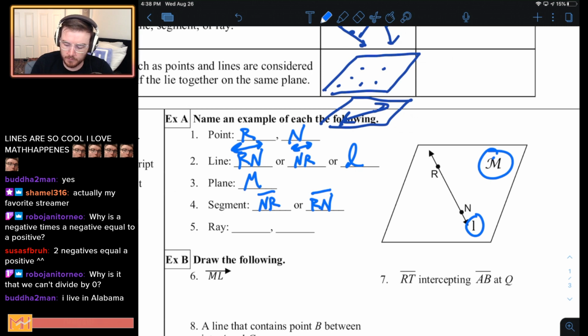Why is it that we can't divide by 0? Because you can't split something 0 ways. Try to give your one apple to 0 people. Someone has to have it. Either you do or they do. You have to split it somehow. Can't divide by 0. You live in Alabama? What? Dang. Welcome to the stream, Buddha man from Alabama.